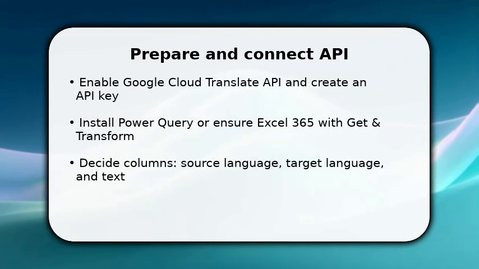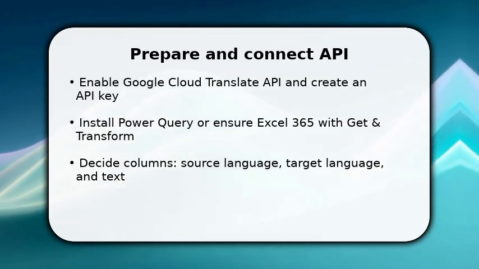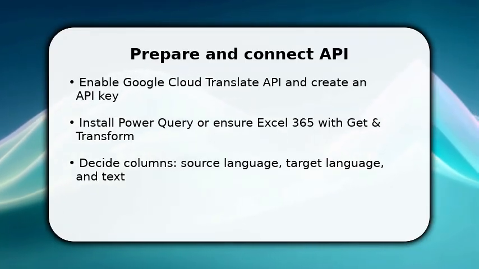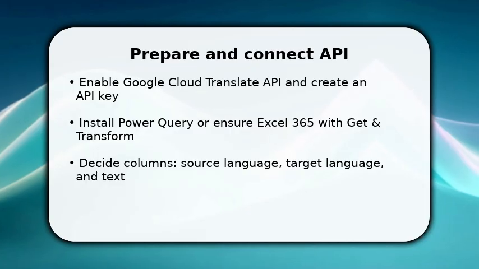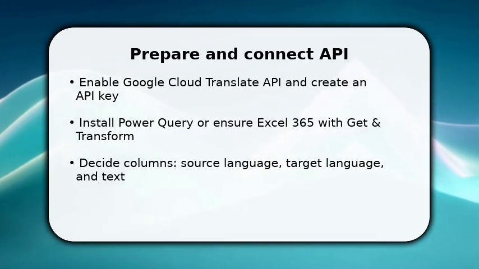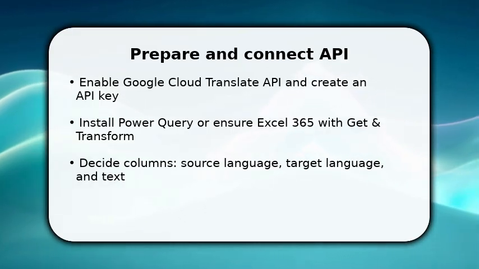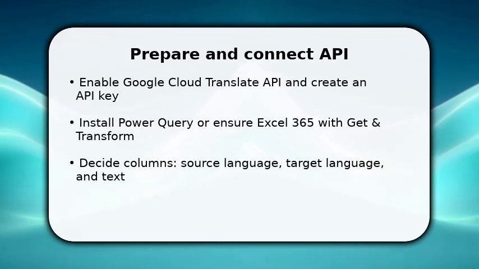Enjoy the video. You start by enabling the Translate API in Google Cloud and generating an API key, because Excel will call that service directly. Once done, open Excel with Power Query or Excel 365 Get and Transform. Make sure your data table has a source language column, a target language column, and the text column. You then store the API key securely in a named range or environment variable to avoid pasting it into formulas. This first step sets up authentication and the minimal structure necessary to translate programmatically.